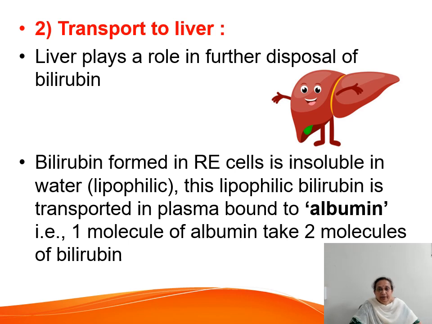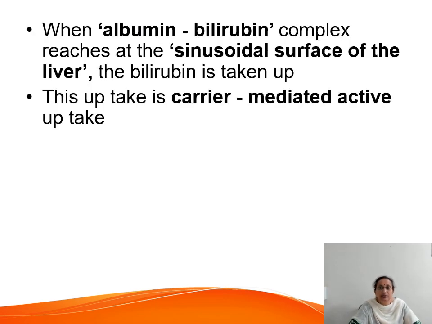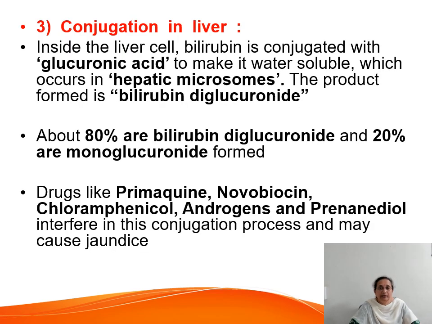So the liver plays a major role in the further disposal of bilirubin. Bilirubin formed in RE cells is insoluble in water and lipophilic, and it is taken up by albumin. Each albumin molecule takes up 2 bilirubin molecules, forming an albumin-bilirubin complex, and with that it reaches the sinusoidal surface of the liver. Into the liver, it enters the liver cells through a carrier-mediated active uptake transport system.